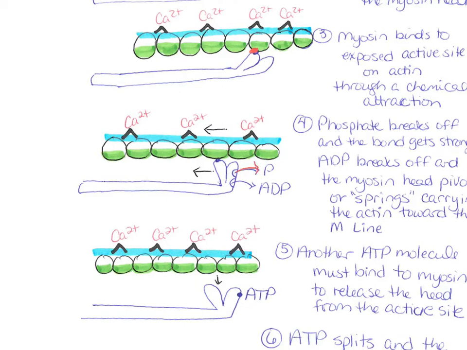Then in the next step, we see that two things are going to happen. The phosphate gets released from the myosin head, and that makes that bond tighter and stronger between the myosin head and the actin molecule. And then ADP gets released, and the breaking of that bond then is going to spring or pivot that myosin head. And as it pivots, it's moving that actin molecule with it because it's attached to it. Now where it's moving it to is over on this side where we have the M line. So it's moving that actin molecule closer to the M line. There's another actin molecule on the other side that will be moving towards the M line this way, so the whole sarcomere is going to shorten.